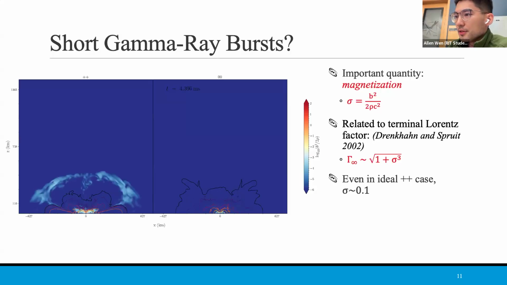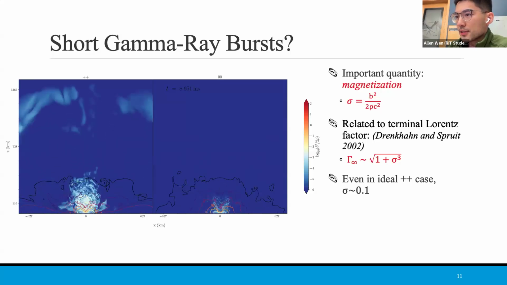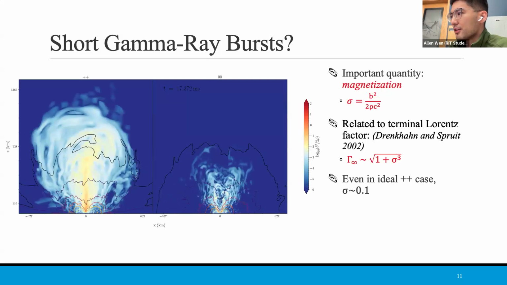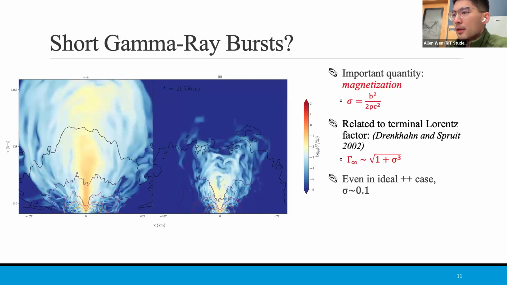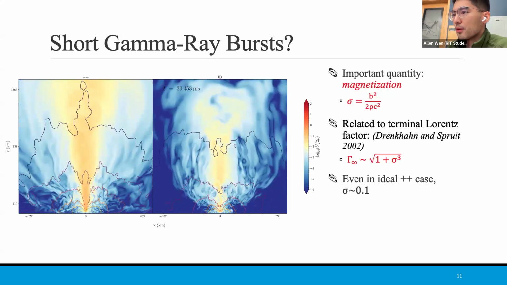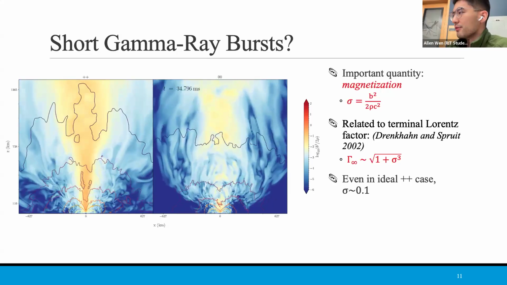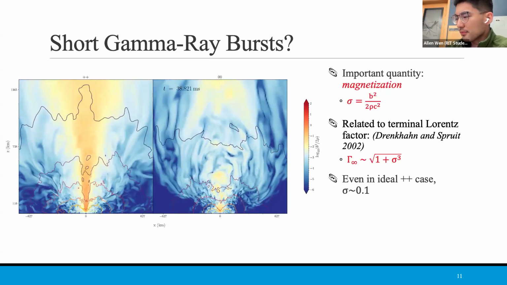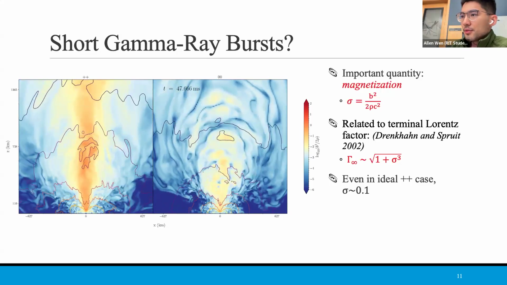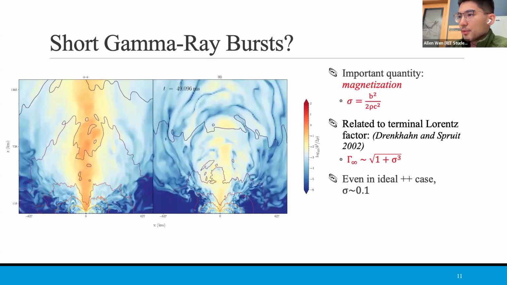And if I play this video, you see that even in the ideal plus-plus case, where the polar regions are quite clean, your maximum magnetization is about 0.1, which is still inconsistent with a gamma ray burst, where you see terminal Lorentz factors of the order of tens or hundreds. So if this simulation is inconsistent with gamma ray bursts, then we have to consider the possibility of magnetar remnants launching gamma ray bursts at all.